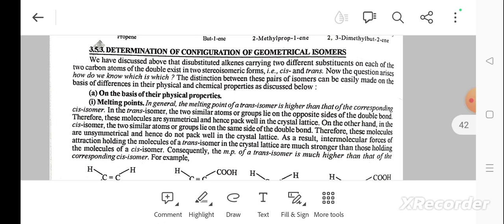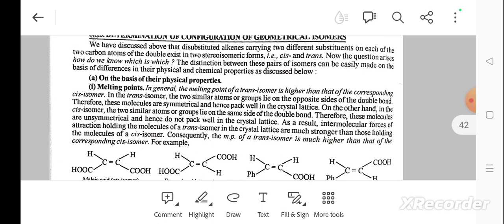We have discussed above that disubstituted alkenes carrying two different substituents on each of the two carbon atoms of the double bond exist in stereoisomeric forms, cis and trans. Now the question arises: how can the configuration of this pair of isomers be determined? The assignment can be easily made on the basis of differences in their physical and chemical properties, as discussed below.